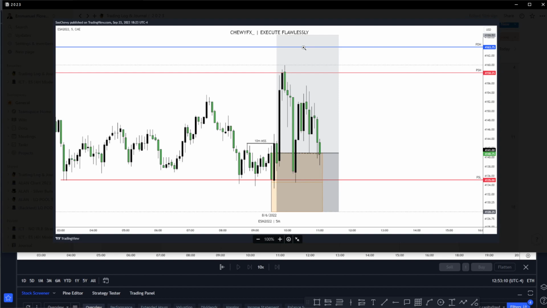So we can see that, say, if this previous day high was swept, we should also be setting break even, especially if it's the previous day high, because that's strong liquidity. But that's going to be it for the video.